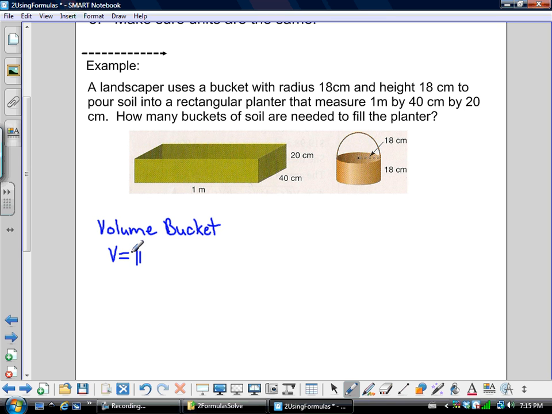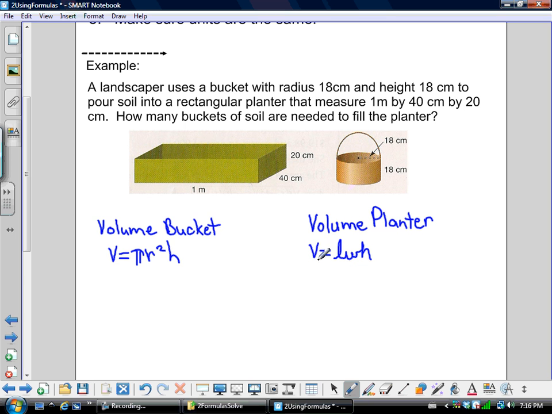So we have our formula sheet. That's pi r squared h. Okay, so I need to find out how much soil will go into one bucket. I also need to find then the volume of my planter. And the planter is a rectangular prism. And I know the volume of a rectangular prism is length times width times height.